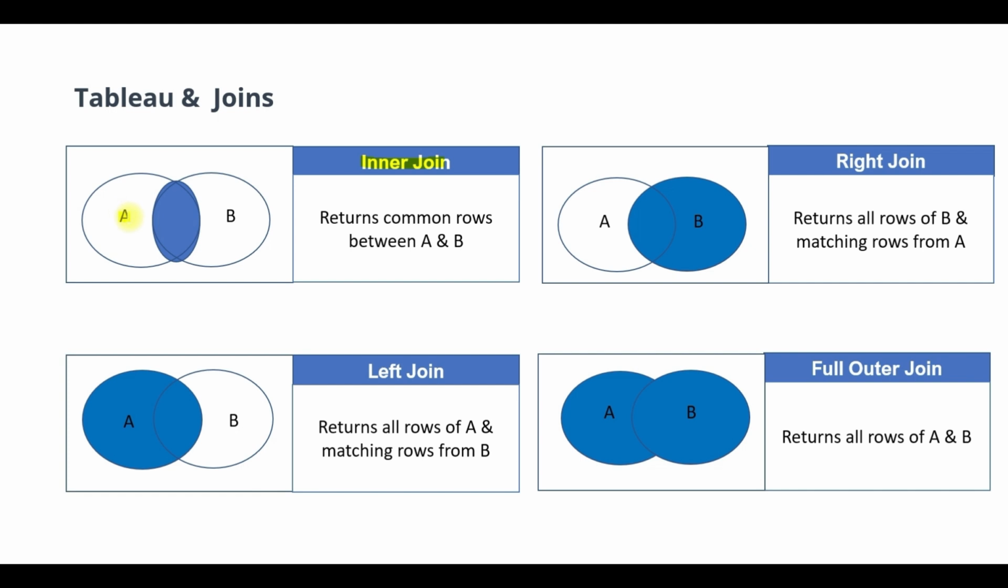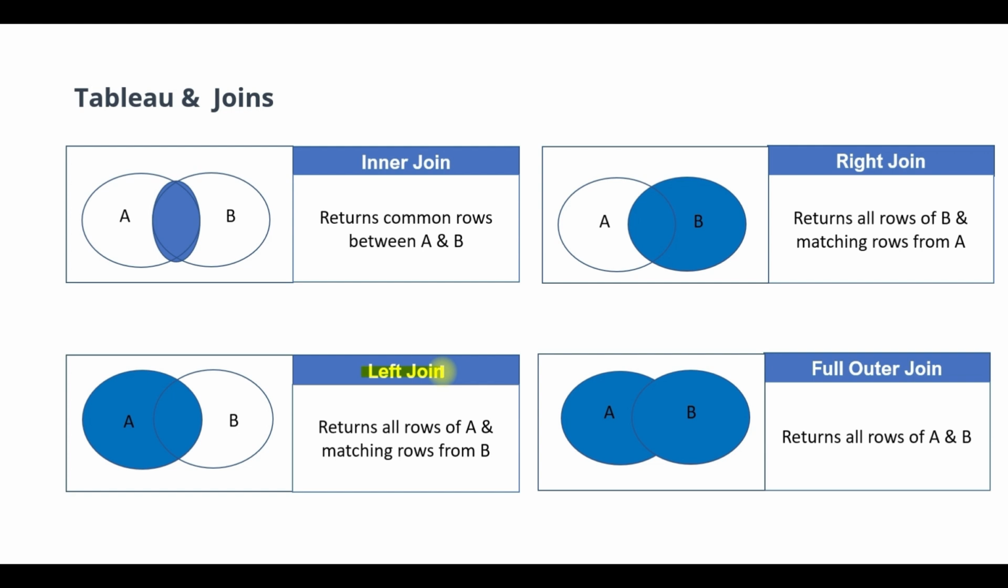Suppose we have two data sets A and B, and an inner join is performed on A and B. As a result, it will return all the common rows between A and B. Second comes right join. Consider the same data sources A and B, and we are performing a right join on it. As a result, it will give all rows of B and the matching rows between A and B from A.